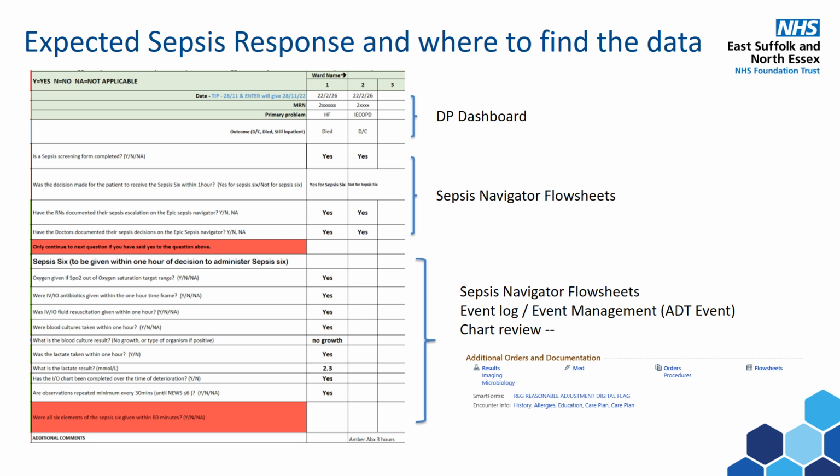When a patient begins to trigger with a high news score, we would expect to see a sepsis screening, nurse's escalation, and appropriate clinical response. All of this should be documented within the Sepsis Navigator or flow sheets. And this information is what we use to complete the Sepsis Audit tool. This slide tells you where we usually find the information within Epic.